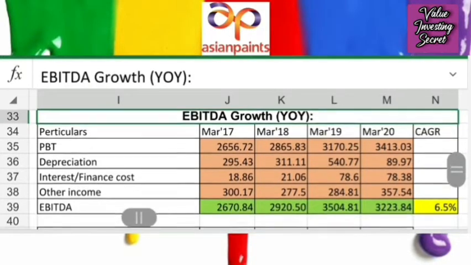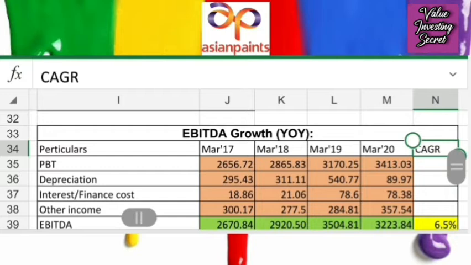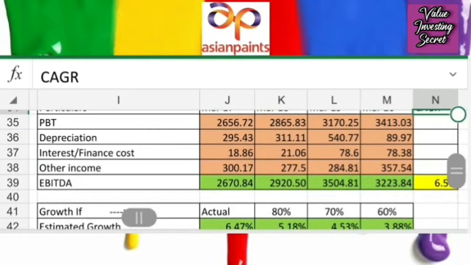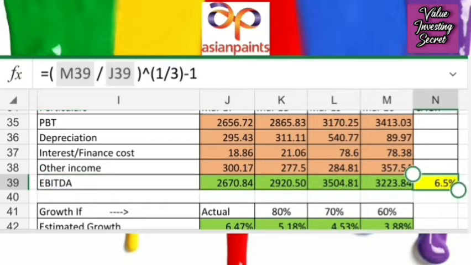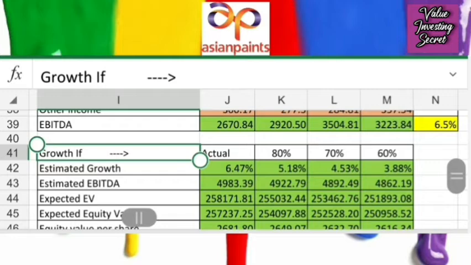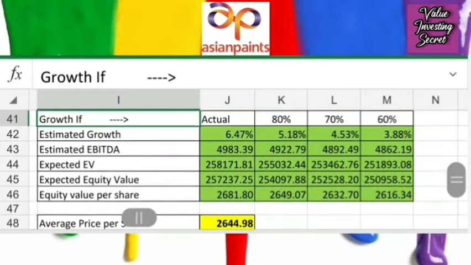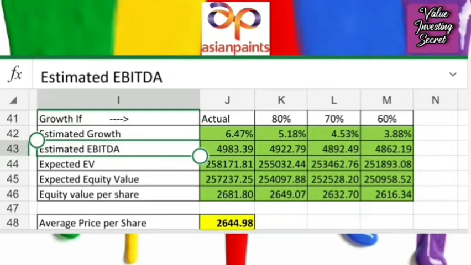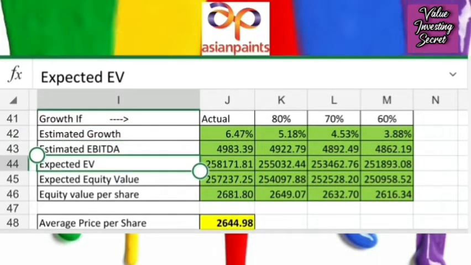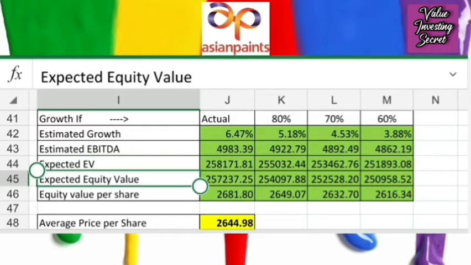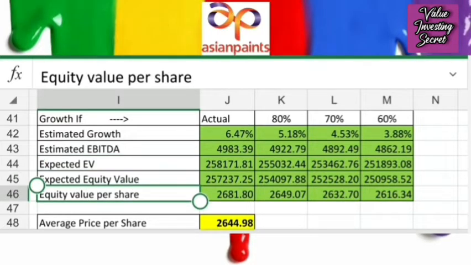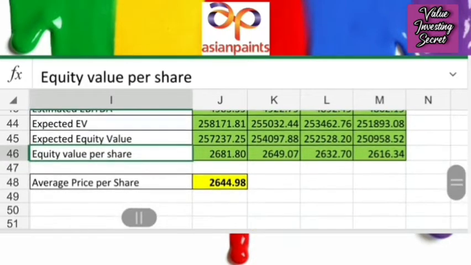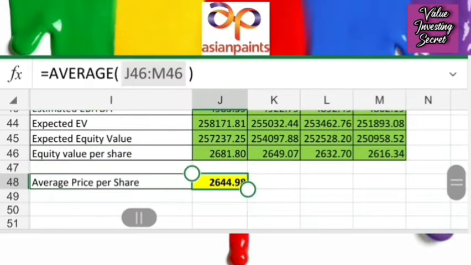Then I have calculated EBITDA growth, that is year on year. I have taken 4 years of data to calculate the CAGR of EBITDA. Then I got 6.5% EBITDA growth. Then I have considered 4 scenarios: actual growth, and 80%, 70% and 60%. Then estimated growth and estimated EBITDA, then estimated EV and expected equity values are calculated. So the final equity value per share is calculated in 4 scenarios, and the average of all 4 scenarios is considered as my final price using the EV by EBITDA method.